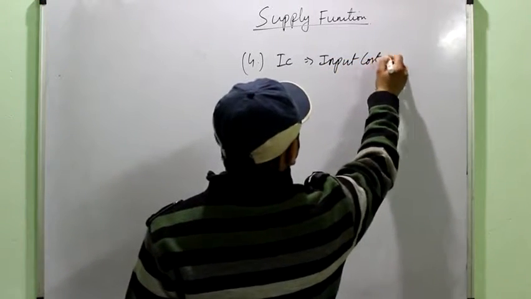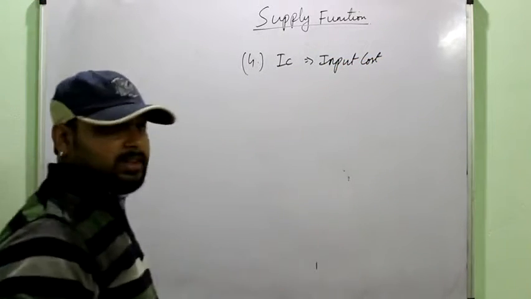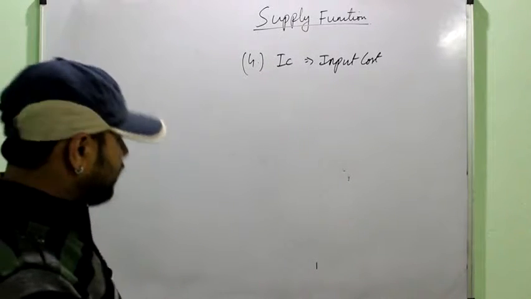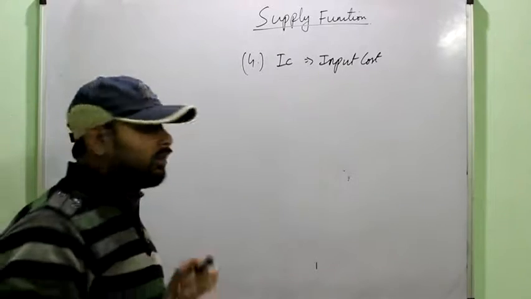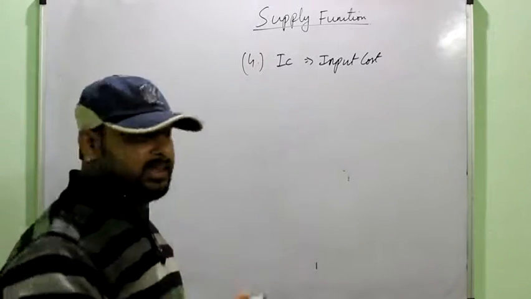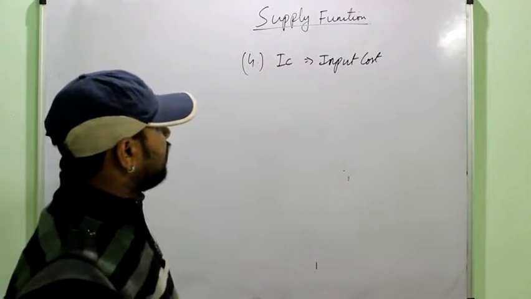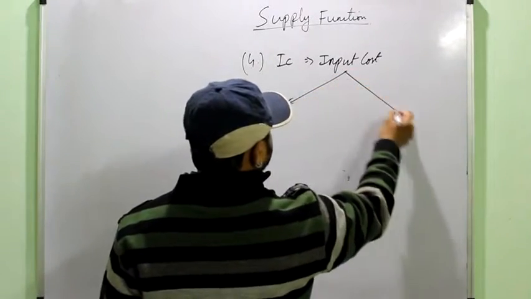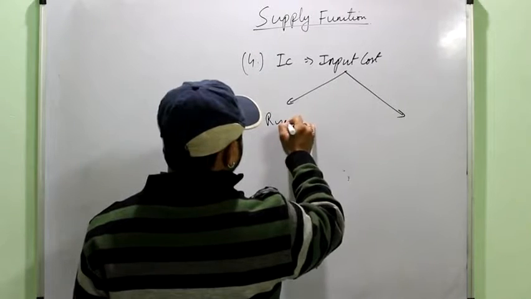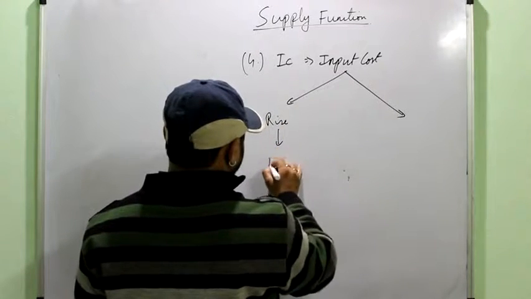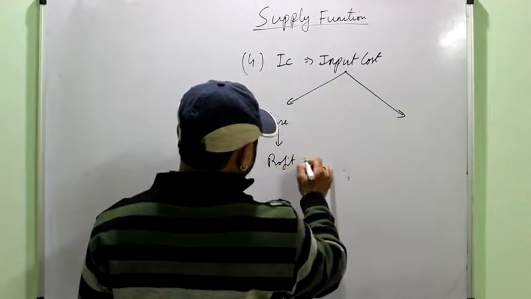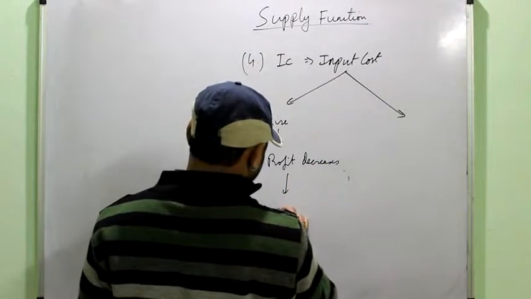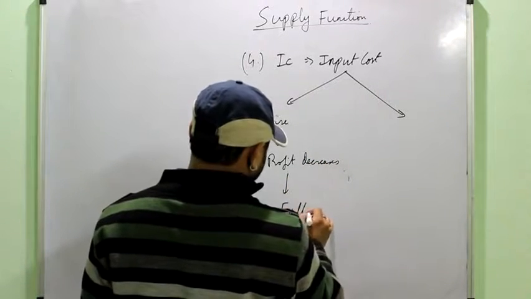Input cost. Input you already know, the factor of production. So input cost is also an important determinant of the supply of a particular firm, because input cost always affects your profit or the margin of your profit. So if there is a rise in input cost, then your profit margin will decrease. So the supply also falls.